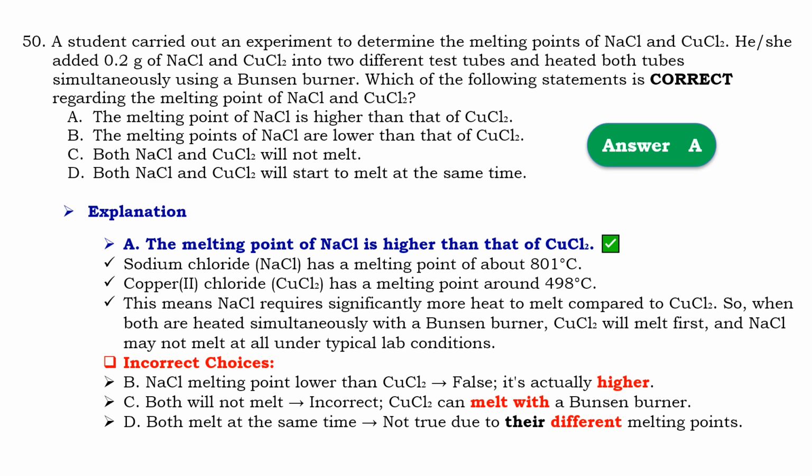So sodium chloride is higher than that of copper chloride. Also, option C, that both will not melt, is incorrect because copper chloride can melt with a Bunsen burner. And when we look at option D, both melt at the same time, that is not true because copper chloride melts first, then sodium chloride may need additional heating more than lab conditions. So that should be perfectly A.